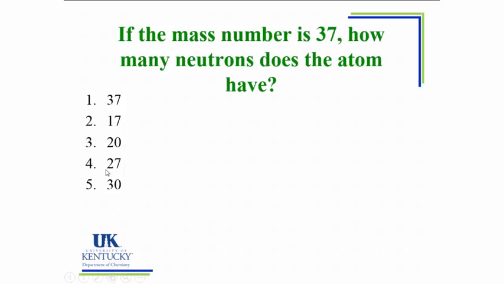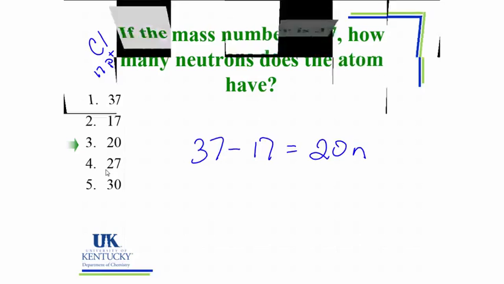All right, let's go to the next question. Now, let us assume, we're still dealing with chlorine. We know it's chlorine, and we know that it has 17 protons. If the mass number of this atom of chlorine is 37, the question is how many neutrons? Pause, answer, and then we'll see if you're right. Did you say 20? Then you are correct. We would take the 37 minus the 17 to give the number of neutrons.